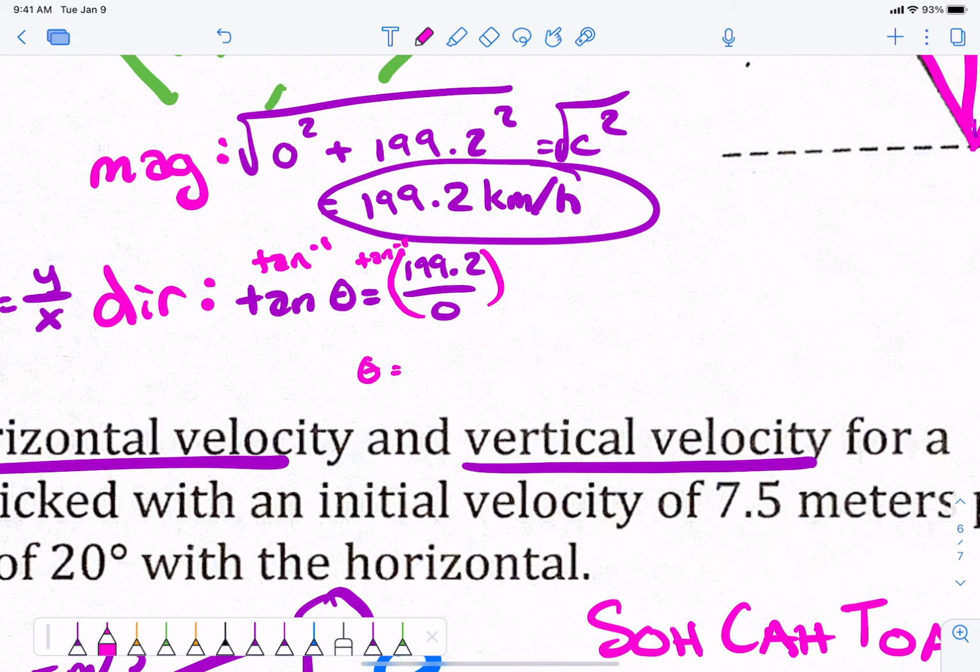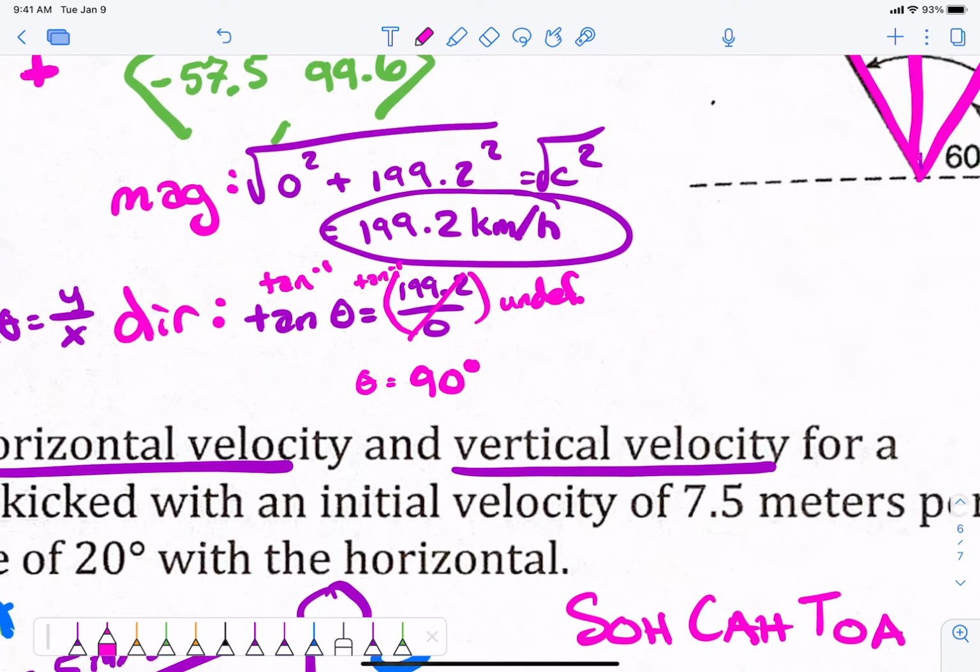You could do this without having to do this process. Because what's the direction going to be? Does it say 90 degrees on your calculator? I can't divide by 0. Mine says error, syntax error, because it doesn't like dividing by 0. Theta is 90 degrees. You can't divide by 0, because what is dividing by 0? That's the thing you can't do.